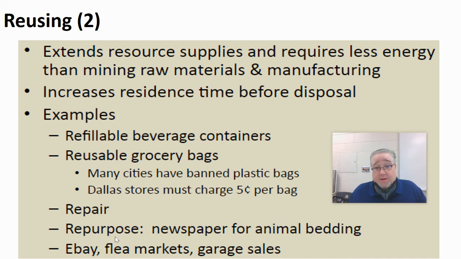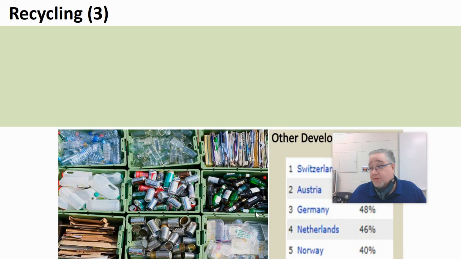Repurposing things, for example, using newspaper for animal bedding. You can go buy animal bedding in the store, but why not just take a bunch of newspaper, shred it up, and lay that down in your hamster cage or whatever animal it is you have in your house? So, again, reusing things is another way to have less things go into the stream.